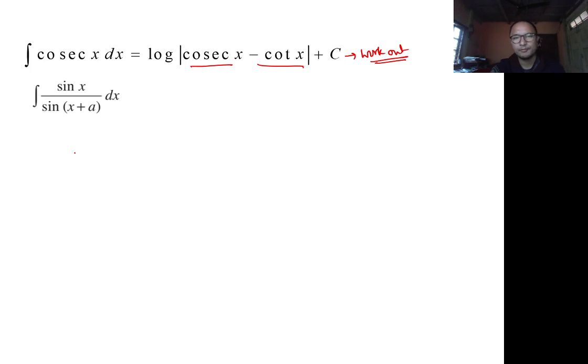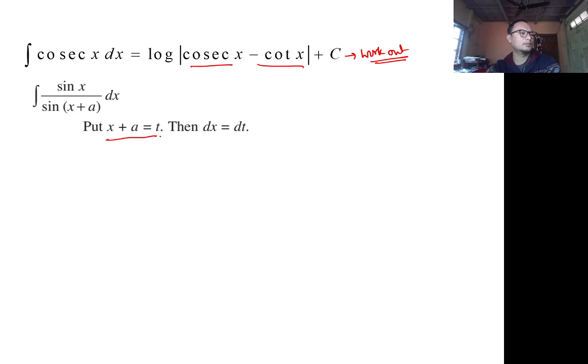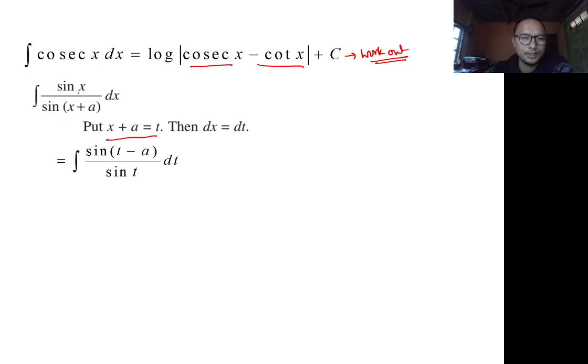Now let's see integration of sin x divided by sin of x plus a. So we use the substitution method. Here put x plus a equal to t and differentiate with respect to x. So we will get dx equal to dt. Now x is t minus a, so we put t minus a in place of x, and x plus a becomes t, right?